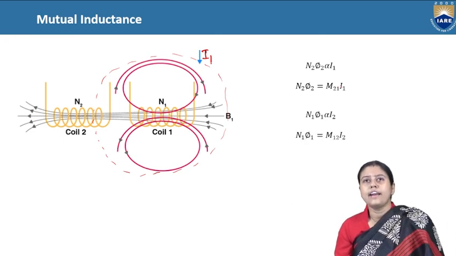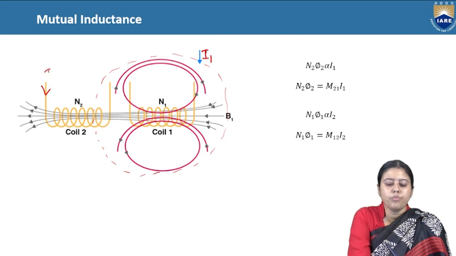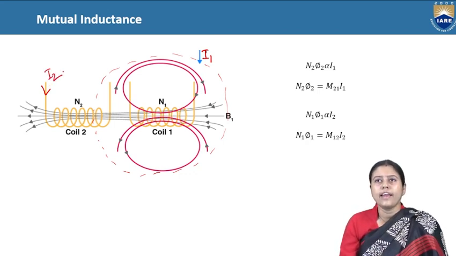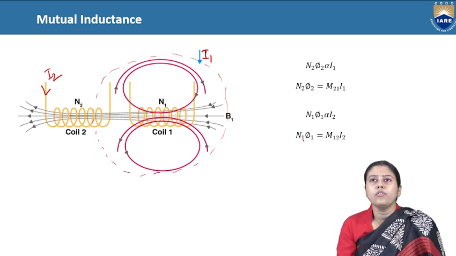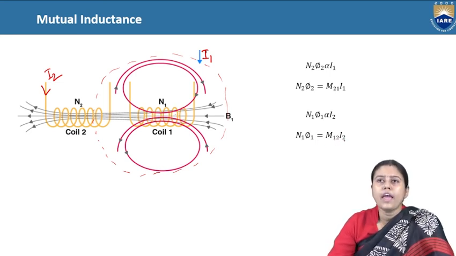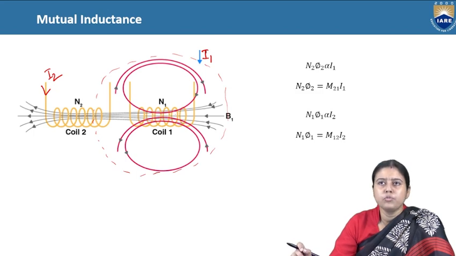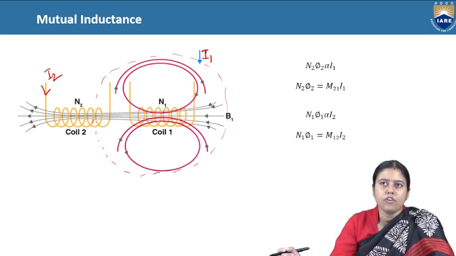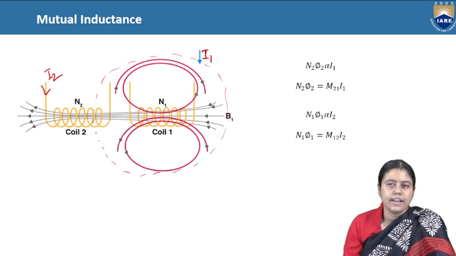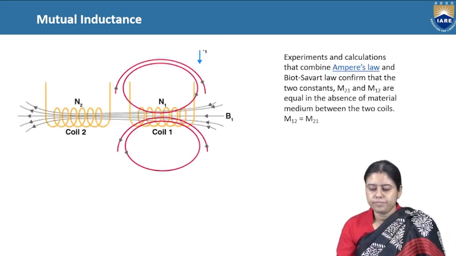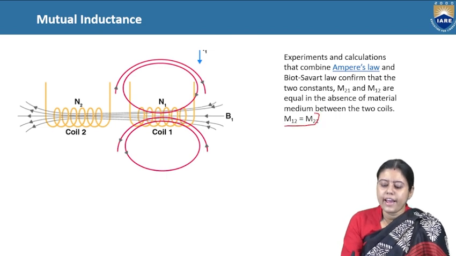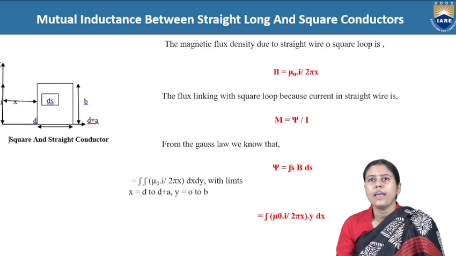Similarly, if the current I2 is flowing in the secondary coil, we can write N1 phi 1 is directly proportional to I2. N1 phi 1 is equal to M12 I2. What is M12? M12 means the mutual inductance of the primary coil, or first coil, due to the current in the secondary coil. And we can write M12 is equal to M21.